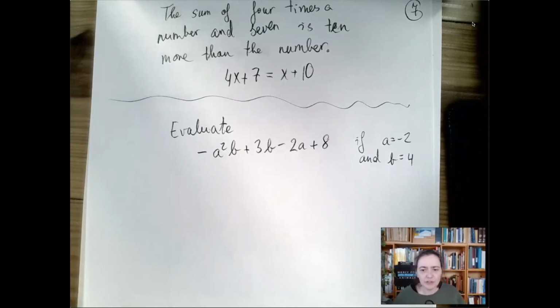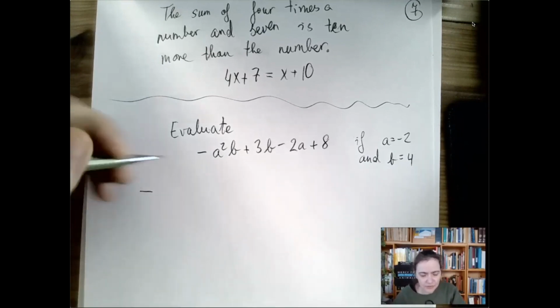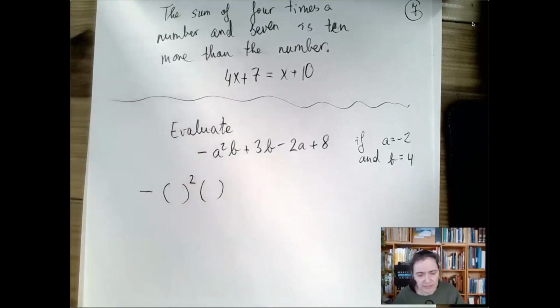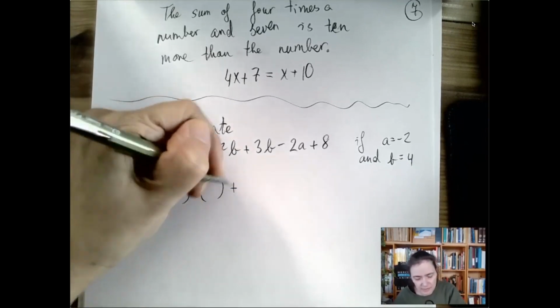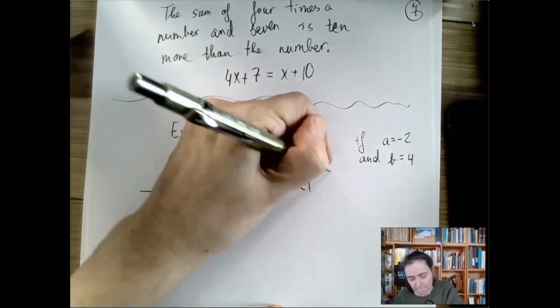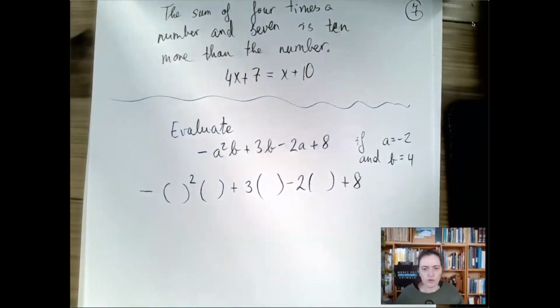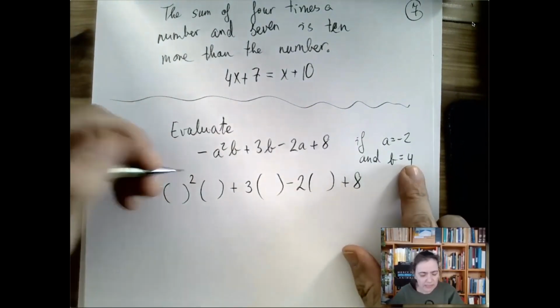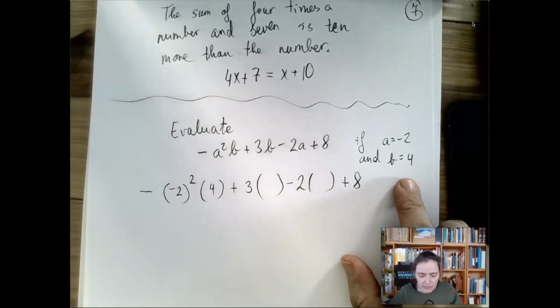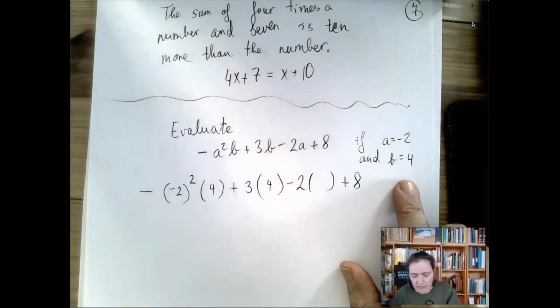First, write down the entire line as it is with one exception. Replace the letters with cute little pairs of parentheses. So instead of A, we're going to write a cute little pair of parentheses. Instead of B, we're going to write a cute little pair of parentheses. Plus 3 times, instead of B, like so. And then copy the values. A was -2, B was 4, B was 4, A was -2.